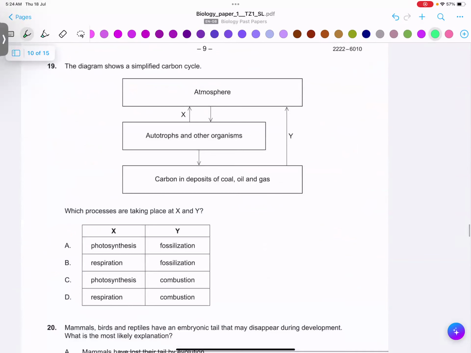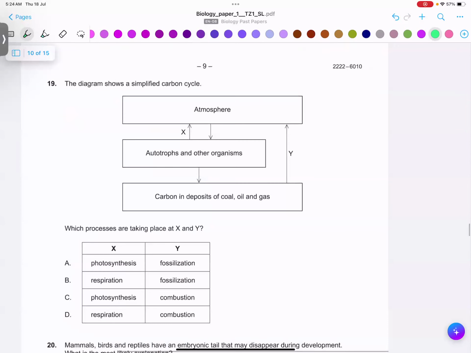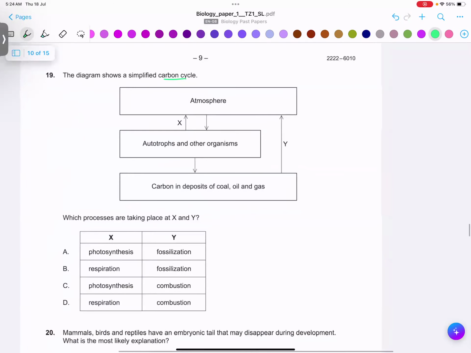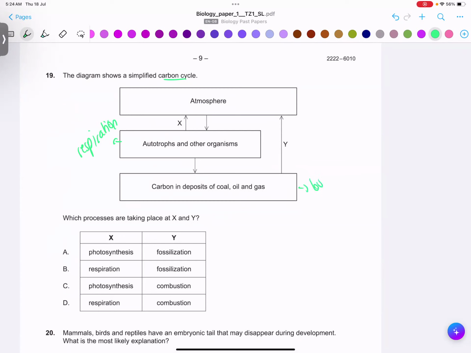Now moving on. This diagram shows the carbon cycle. What processes are taking place at X and Y? So X is autotrophs and other organisms, and basically it's just the interaction. So this is obviously respiration because they're breathing. This is what they're releasing to the atmosphere. So this is respiration. And carbon in deposits of coal, oil, and gas is basically burnt. They're burning them, so this is combustion. This does not need anything else.